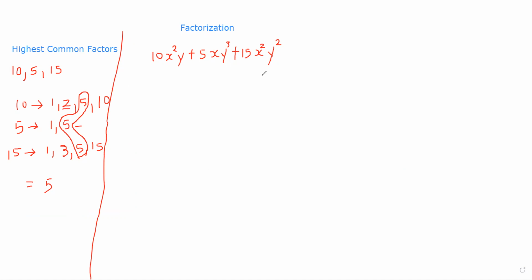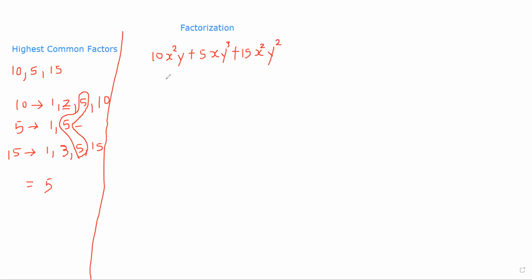Good. So we have this here now. Write this down. 10x squared y plus 5xy cubed plus 15x squared y squared. All right. And the examiners ask you to factorize this completely. What will you do? So the first thing we need to do is to know what is common. A lot of teachers say find what is common between the three. What they're actually telling you to do is to find the highest common factor of the three. Right? What we basically just did.